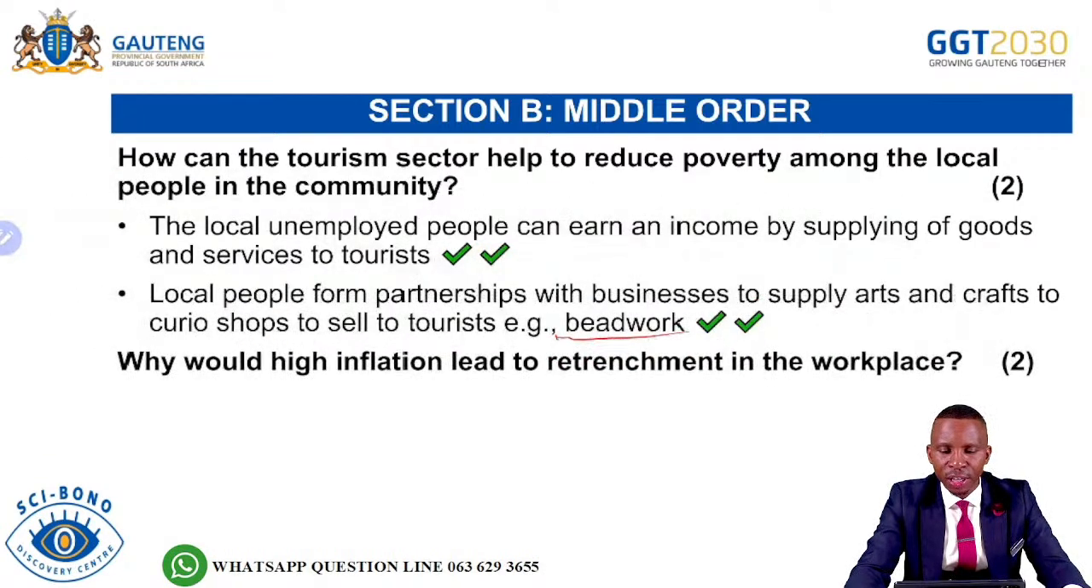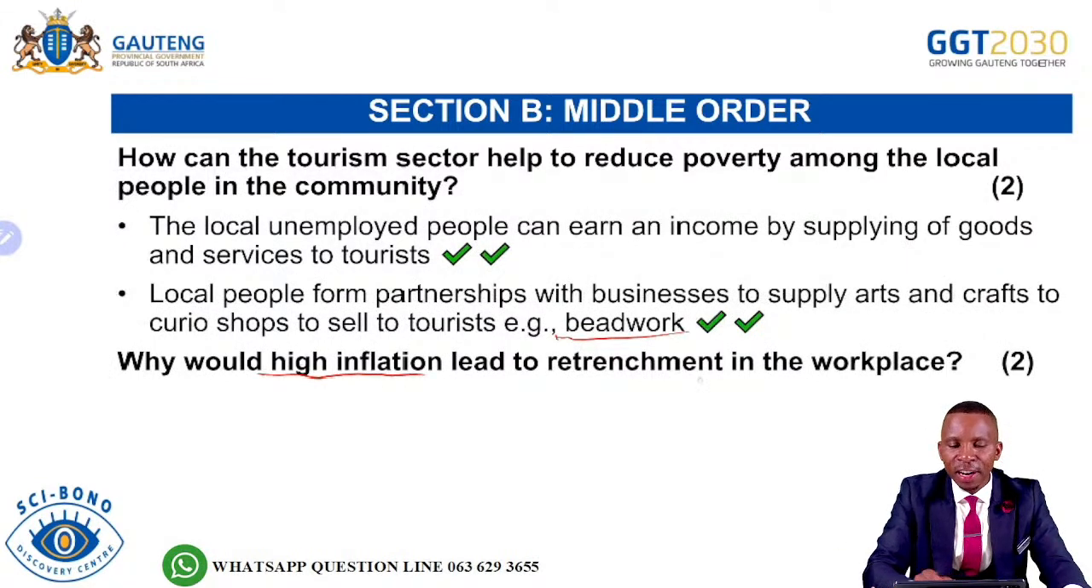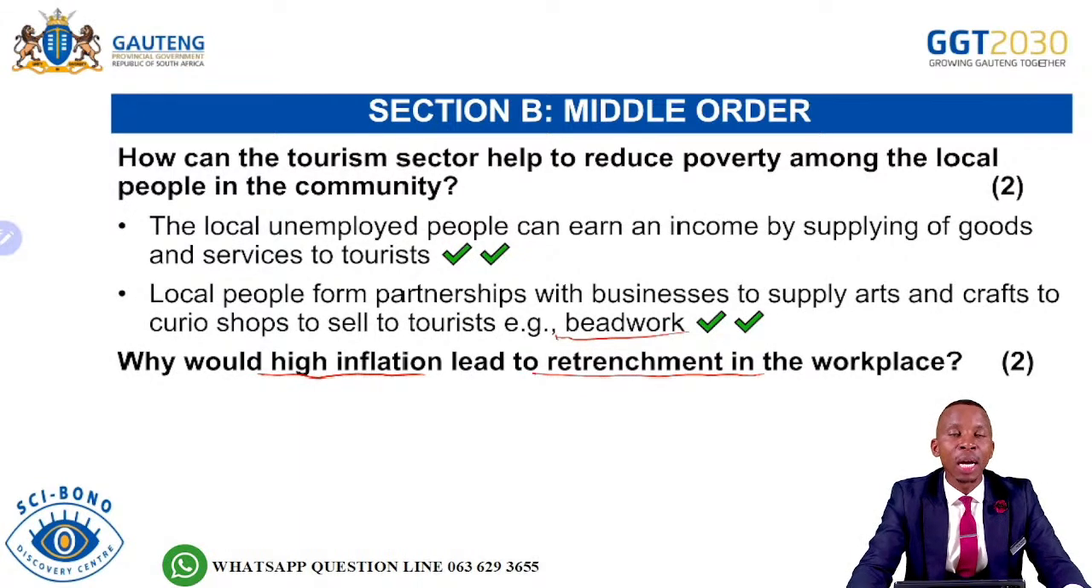Why would high inflation lead to retrenchment in the workplace? Now you go straight to inflation. If inflation is very high, we know that it reduces the purchasing power of money. At the same time, what happens with high inflation? Consumers tend to afford less goods and services. With less affordability, that will lead to businesses producing less goods. As they produce less goods within their factories or businesses, that will lead to businesses demanding less employees because there is less demand for goods and services. Then some people will be retrenched. Some people will be working for few hours.